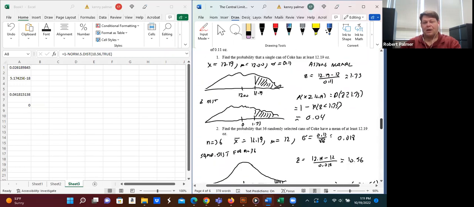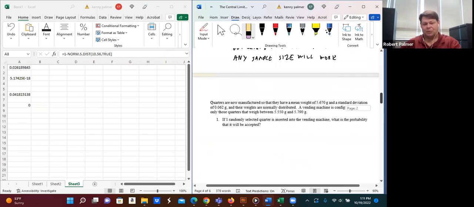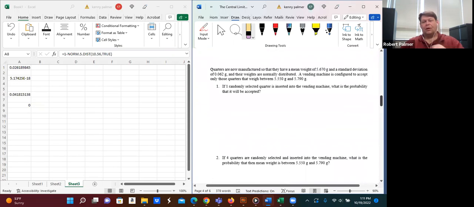Okay, let's actually go back to this one now. Then we'll do that one next. Okay, so this says quarters are now manufactured so they have a mean weight of 5.67 grams and standard deviation of 0.062 grams, and their weights are normally distributed. A vending machine is configured to accept only quarters that weigh between 5.55 and 5.79 grams. Now, if one randomly selected quarter is inserted into the vending machine, what's the probability that it will be accepted?